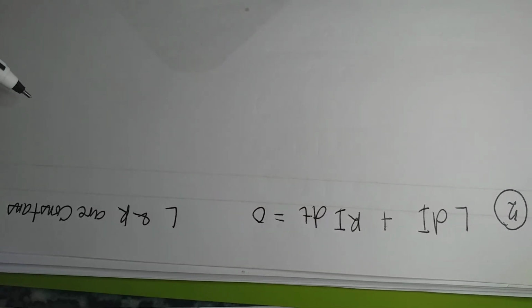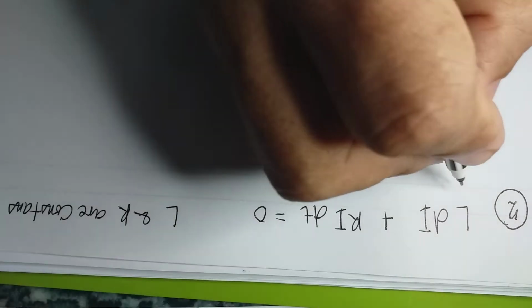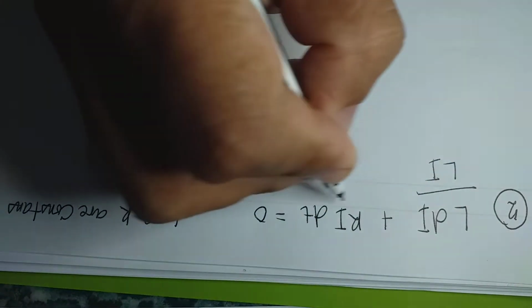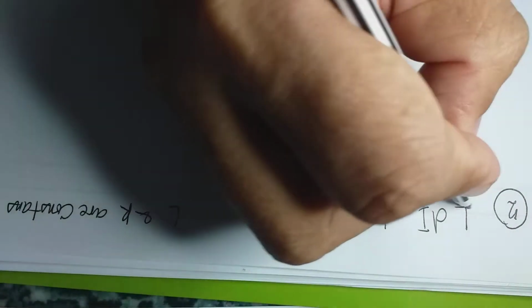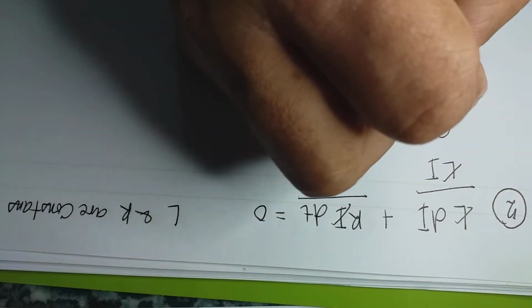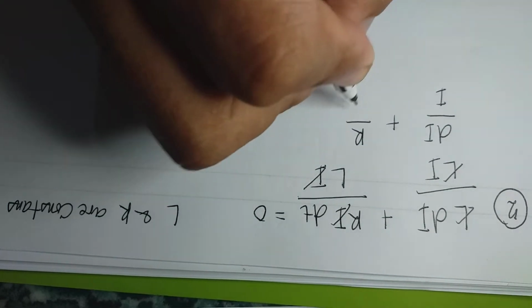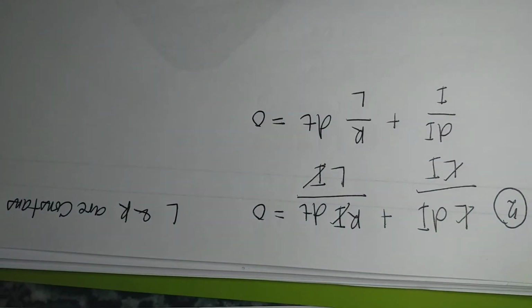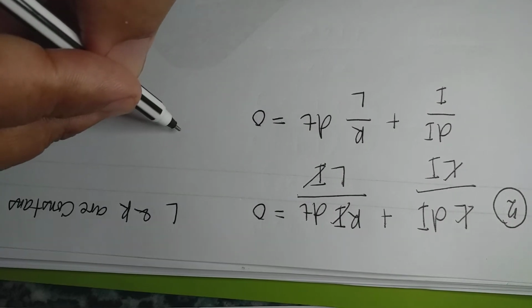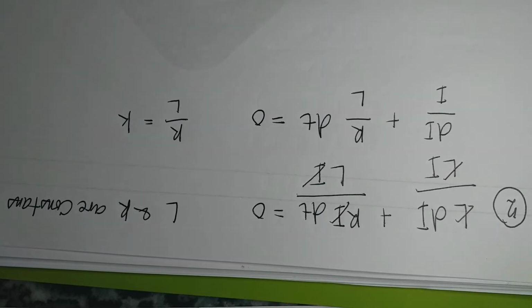Okay? Now, the first thing that we have to do is to separate the variables. Divide everything by L and i. So this cancels, and this cancels. So we have di over i plus R over L dt is equal to 0. Since R and L are constants, we may replace R over L with k.